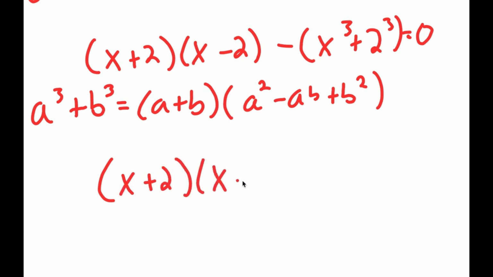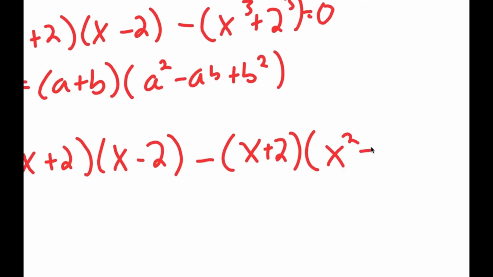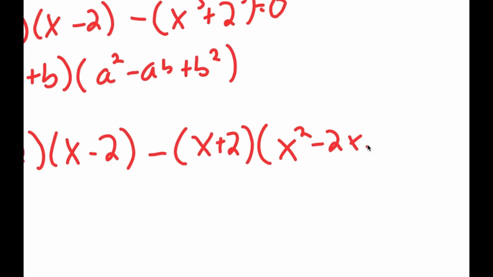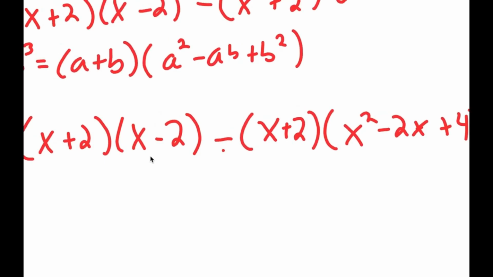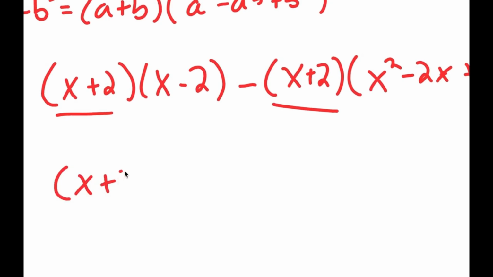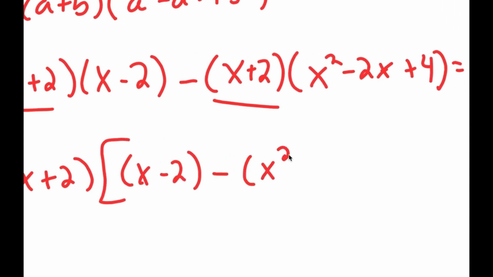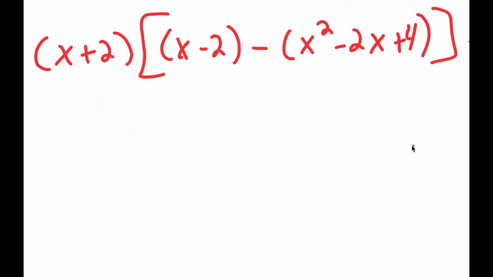So now I get (x plus 2) times (x minus 2) minus (x plus 2) times (x squared minus 2x plus 4) is equal to 0. Now notice how both of these terms have x plus 2 in them. So if I factor out x plus 2, I get (x plus 2) times [(x minus 2) minus (x squared minus 2x plus 4)] is equal to 0.